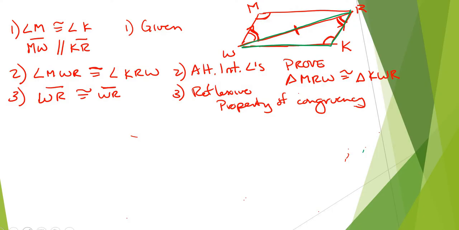So for step 4, I can now say that triangle MRW is congruent with triangle KWR by angle, angle, side. Okay, so just two more ways to show congruency of a triangle, and that's it for today.